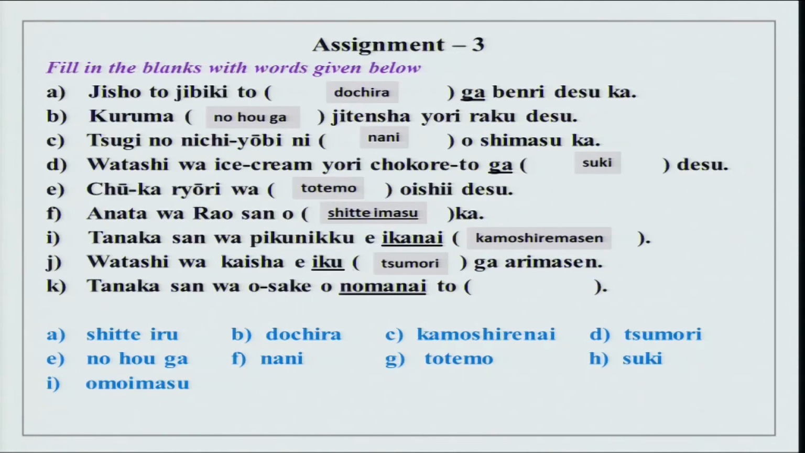Then Tanaka-san wa osake o nomanai to omoimasu. Omoimasu means to think. Nomanai to omoimasu. This is something we did last time again, so please refer to that. Nomanai to omoimasu is I think I will not drink, and again nomu to omoimasu is I think I will drink. So again, before omoimasu the verb is in plain form.